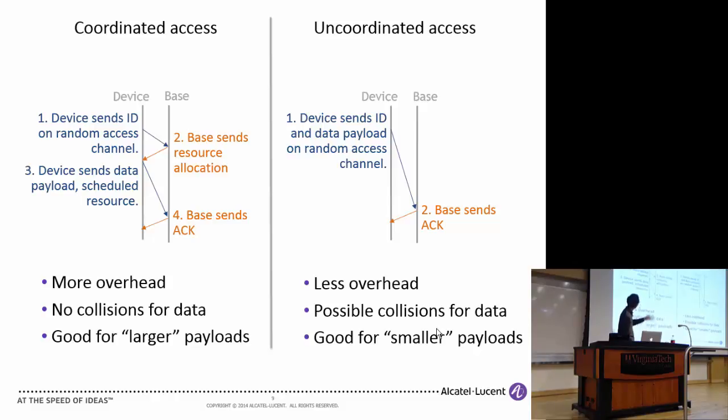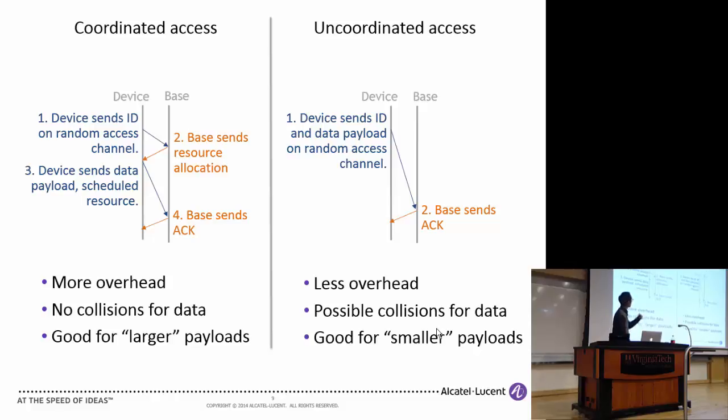Okay, so like we said, there's more overhead, there's no collisions, and it's good for larger payload sizes. It makes sense to invest this overhead if your transmission is a very large payload, because then you've guaranteed through the scheduled coordinated transmission that this transmission of the very large payload will have some guaranteed delivery, and therefore it was worth investing some small amount of overhead. But if you're sending a very small payload, it might not make sense to invest in that overhead.